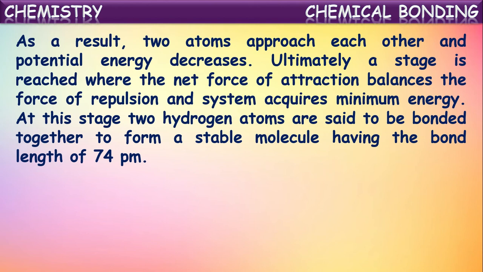At this stage, where the minimum energy is created, the two hydrogen atoms are said to be bonded together to form a stable molecule having a bond length of around 74 picometers between the two hydrogen atoms. In that way, a bond is created between the two atoms when they approach a particular distance where the attractive forces balance the repulsive forces and the system comes into its least energetic state. At this state, both the hydrogen atoms will be bonded together.